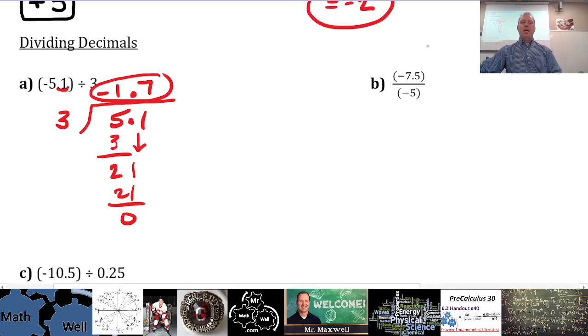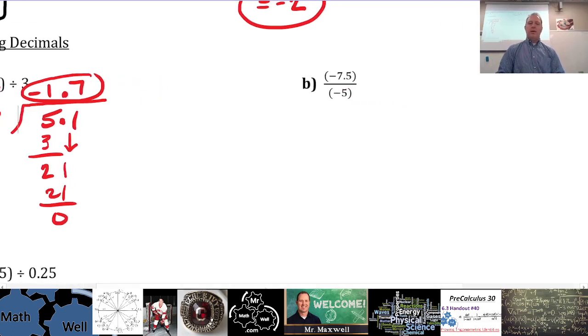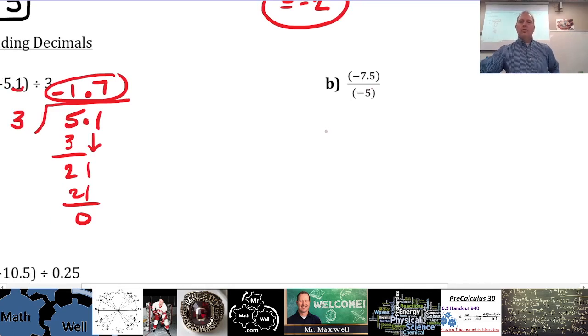All right. Negative 7.5 divided by negative 5. So let me just show you another way to do this one. The result is going to be positive because we have two negatives being divided. Now, 7.5 over 5 is the same as 75 over 50. You see that? I just multiplied the top and the bottom by 10.